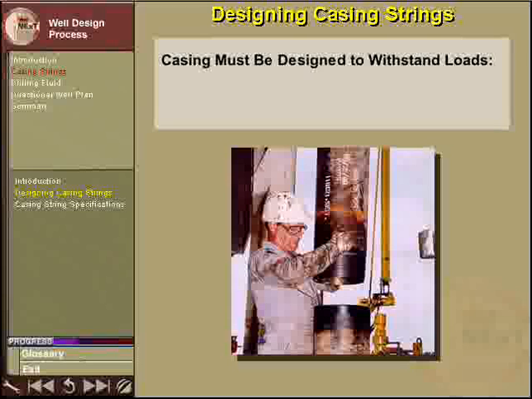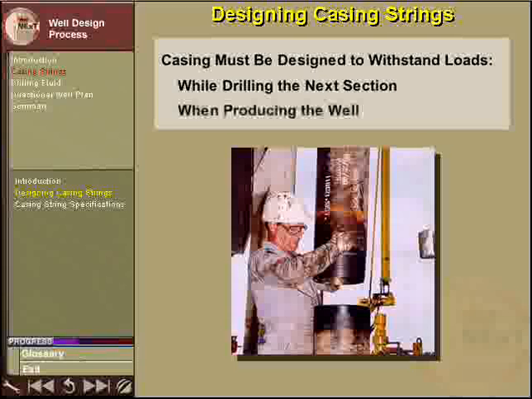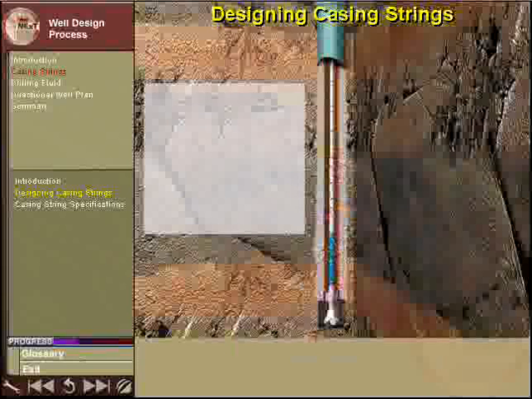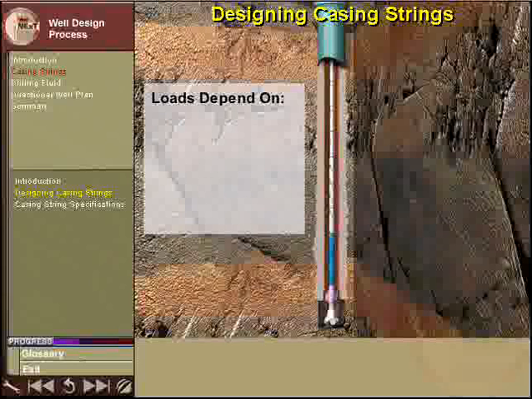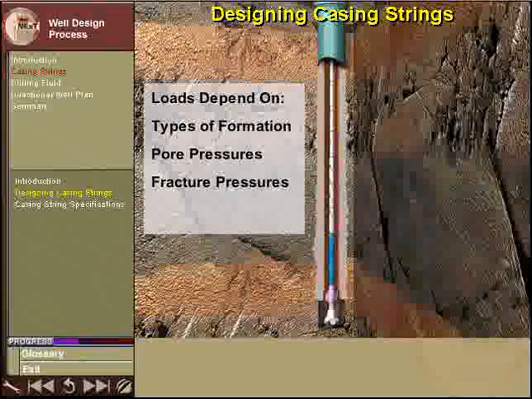Each string of casing must be carefully designed to withstand the anticipated loads to which it will be exposed during installation, during the process of drilling the next hole section, and during the production from the well. These loads depend on parameters such as the types of formation to be drilled, the formation pore pressures, the formation fracture pressures, and the nature of the fluids that will be encountered in the formations.